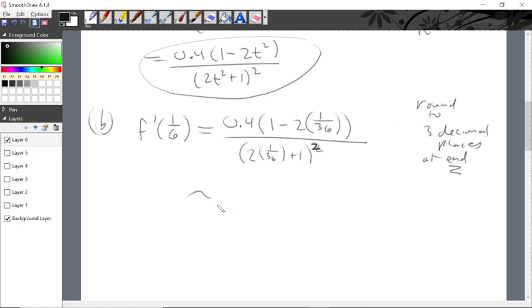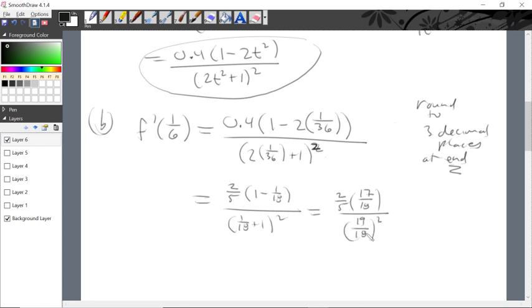I'll try to simplify it a bit here. 0.4 is 2/5, and then this is 1 minus 1 over 18, over 1 over 18 plus 1, quantity squared. All right, so what's that? 2/5 times 17 over 18, over 19 over 18 quantity squared. So I get to cancel an 18 here with one of the 18s down there.